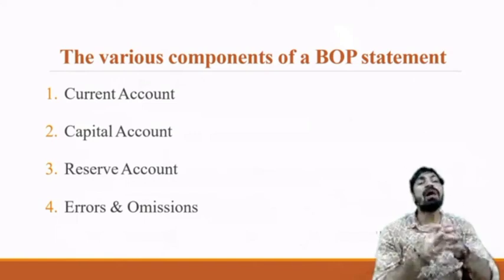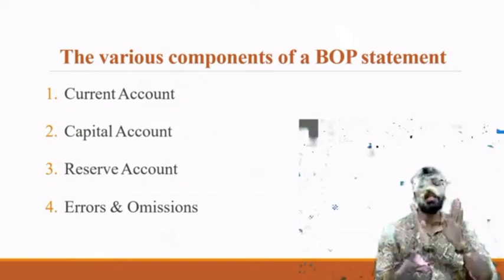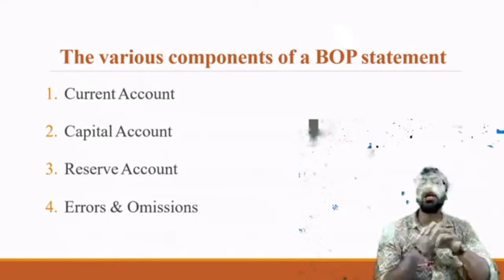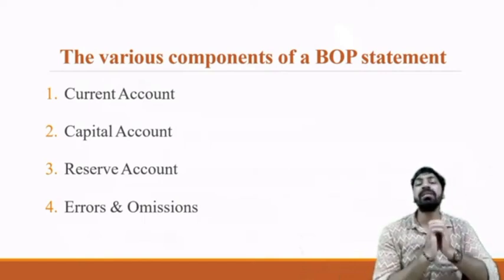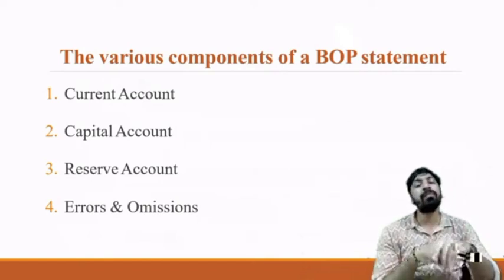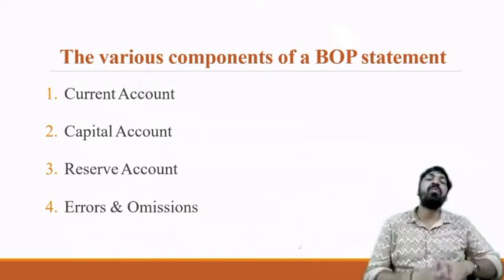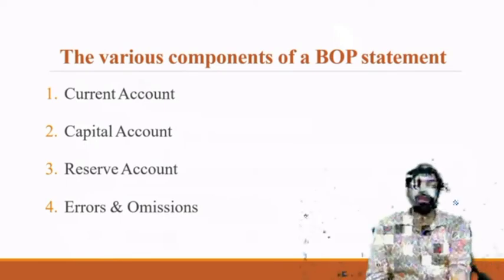Let's talk about the various components of the balance of payment statement. These are the main categories. The first one is the current account, the second one is the capital account, the third one is the reserve account, and the fourth one is the errors and omissions account. Let's focus on them one by one and what exactly the accounts show.